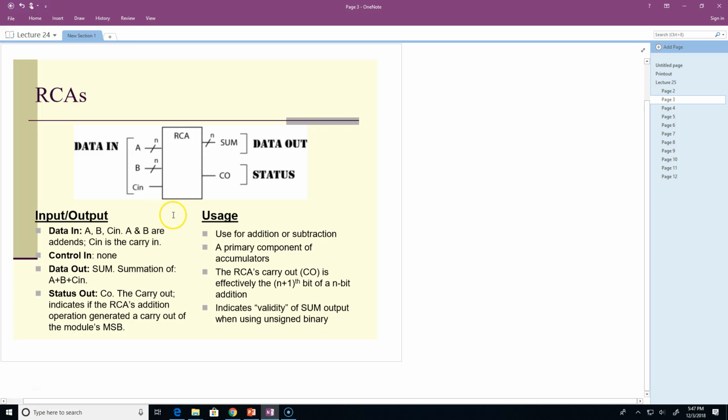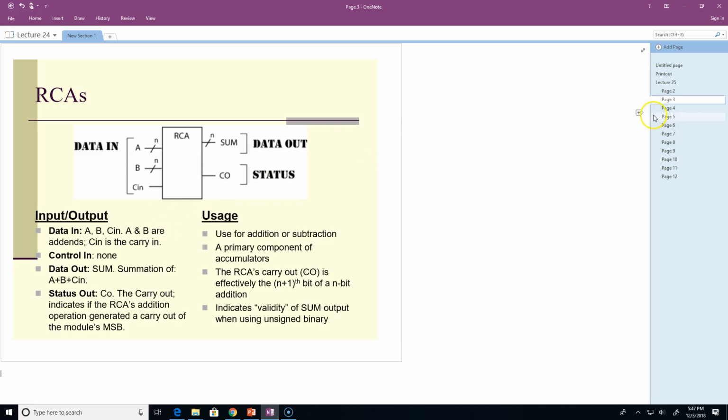And there's a status output. The carry out is a status output. It tells me something about the operation that the ripple carry adder is doing. Did it generate a carry out or not? So essentially it's a status signal. Oftentimes we use the carry out as the N plus 1 bit. So this is the 10-bit ripple carry adder. The carry out is actually the 11th bit, at least for unsigned binary.